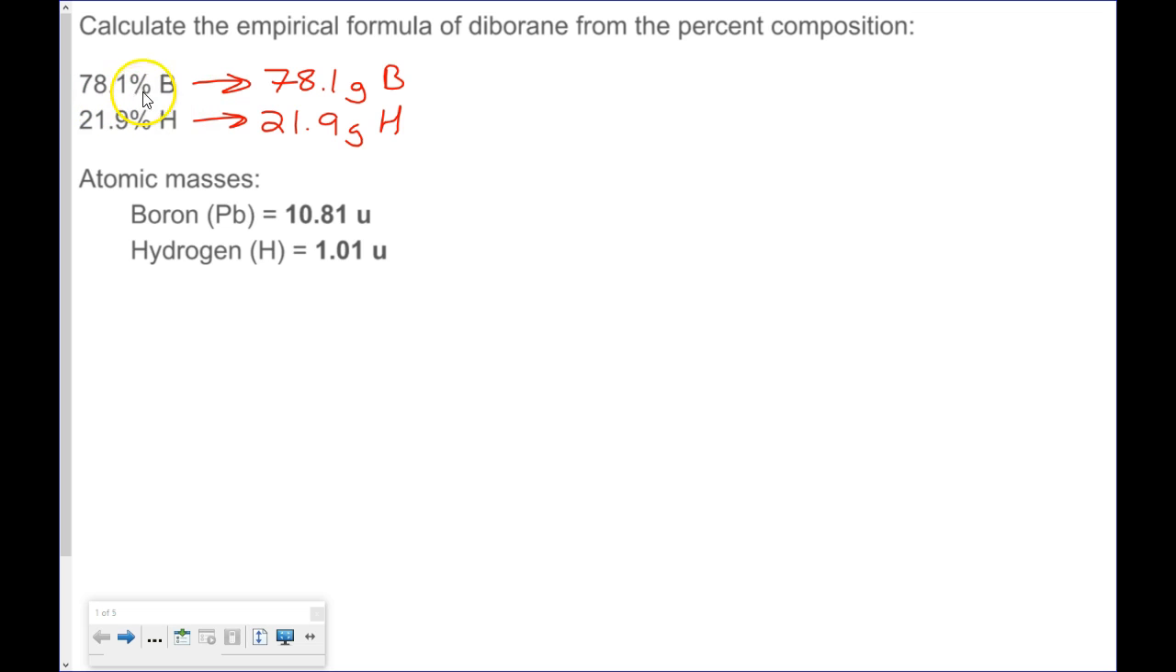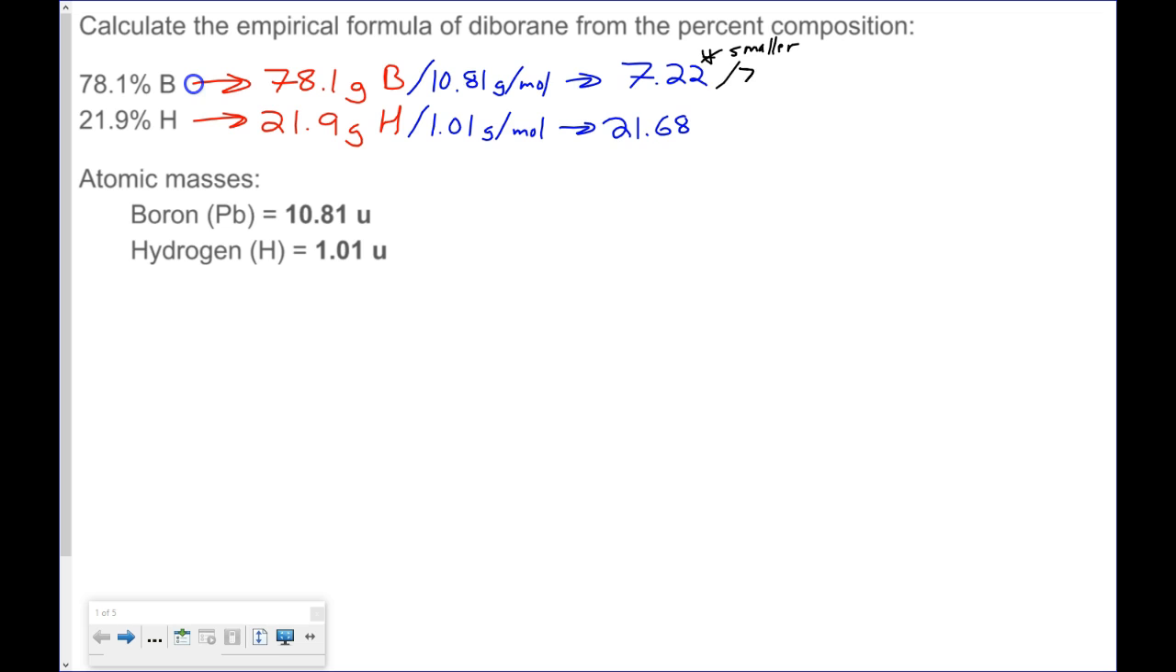So change 78.1% to 78.1 grams of boron. Now I need to convert that into moles. So I'm going to take boron and divide that by 10.81 grams per mole, and I'm going to divide hydrogen by 1.01. What this means is that I'm going to be getting 7.22 moles of boron and 21.68 moles of hydrogen.